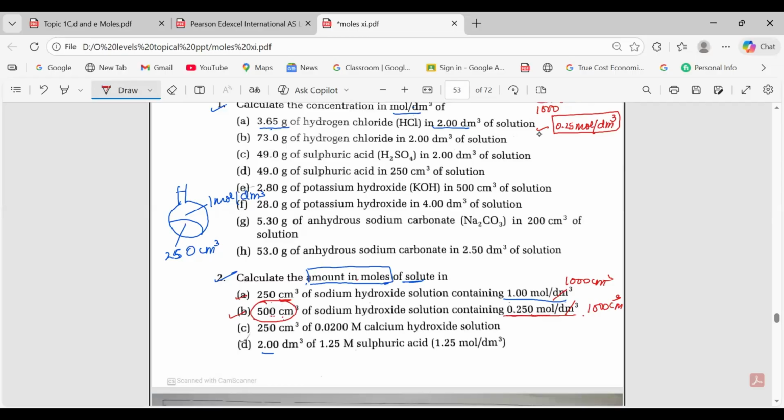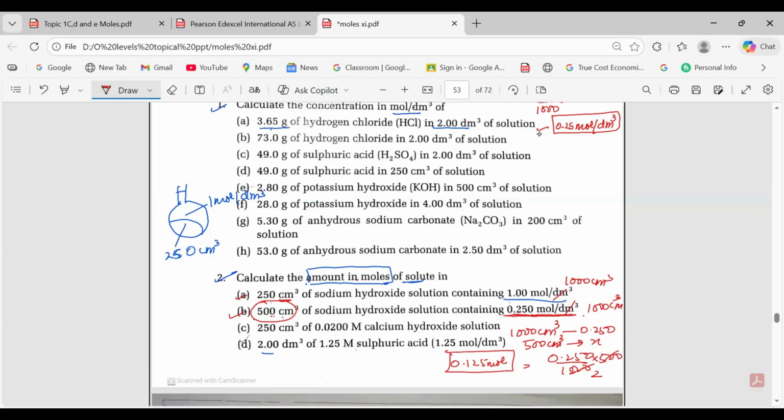So first of all, elaborate this. We'll say that 1000 cm cube has got 0.250 moles. So 500 cm cube will have X, right? So 0.250 over 1000 into 500. We cancel it out too. So the answer is going to be 0.125 moles. Am I right? Okay.